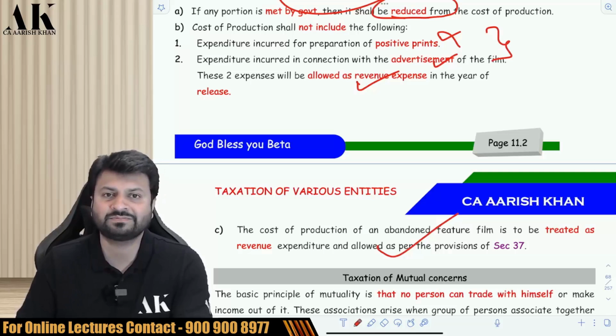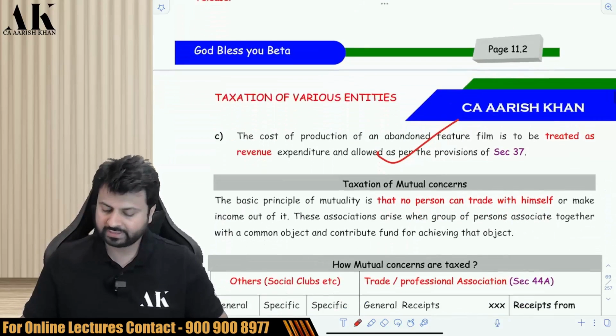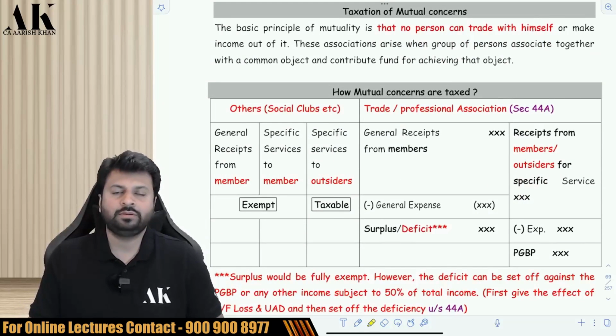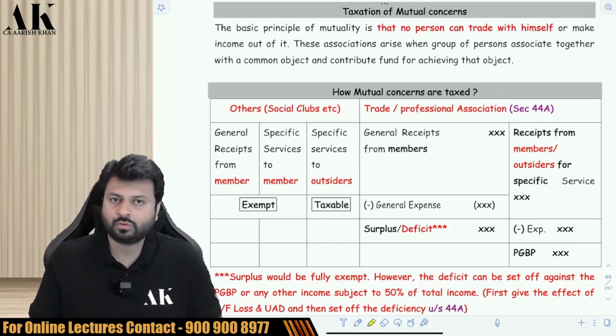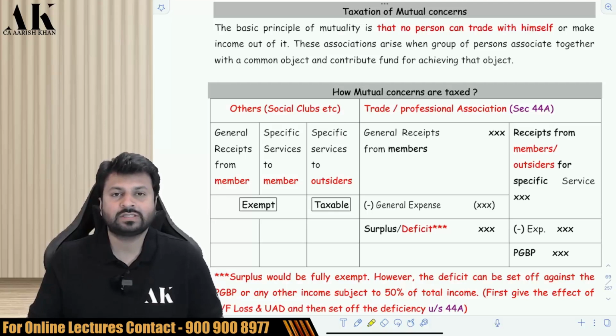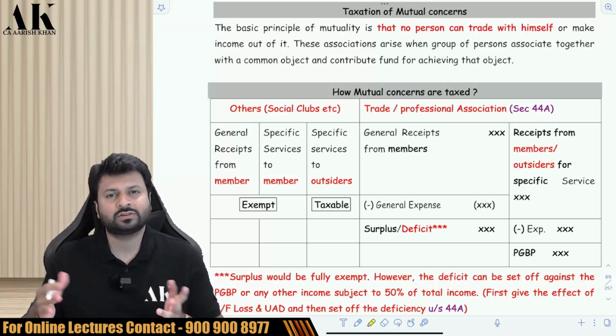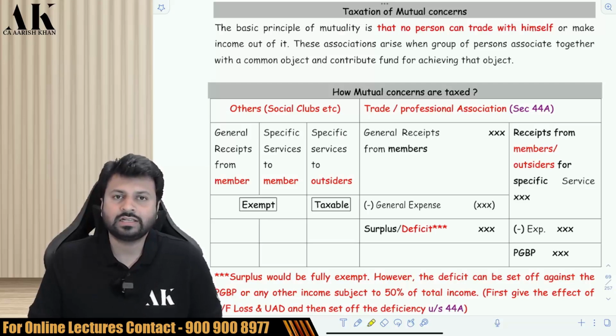Check it once. So let's go ahead with the next discussion, and that is taxation of mutual concern. The first thing which you need to understand is, what do I mean by the term mutual concern? Mutual concern means a group of people coming together to provide some services to themselves only. They are not providing services to some outsiders. Like 10 members coming together to make a club, and then provide services to themselves only, those 10 people. So that is known as a mutual concern.